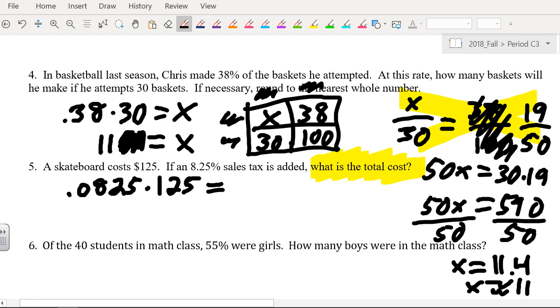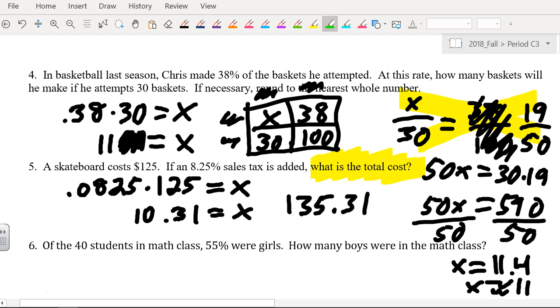Well, what is that percentage? Anybody know? Nobody knows. 10 point what? 10.31? Okay. So that's $10.31. We're going to add that to 125. Oops, I did the thing I told Dylan not to do. I know, right? 10.31. Okay, now we need to add that to 125. So it's $135.31.